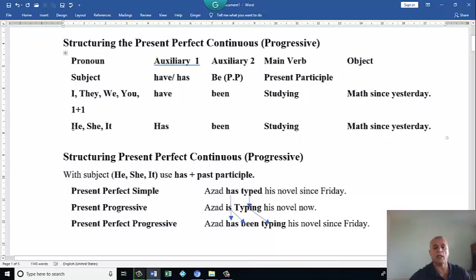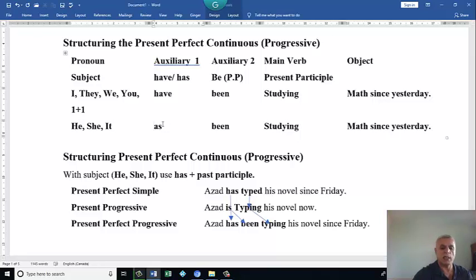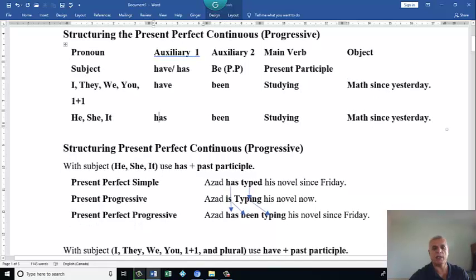Then we go to the second kind of subjects: he, she, it. We use has. With has, same thing, we have the past participle, been. Then we have studying with the ing form, then math since yesterday. This is how we construct the present perfect progressive.